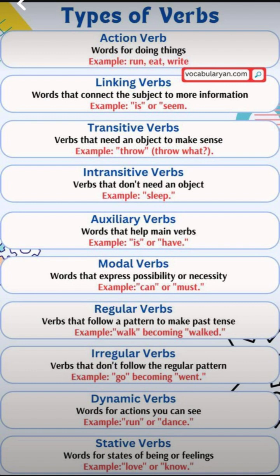Finally, we have stative verbs. These are all about states of being or feelings rather than actions. Words like love, know, or believe fall into this category. For instance, I know the answer, or she loves music. These verbs connect us to deeper, more abstract experiences.